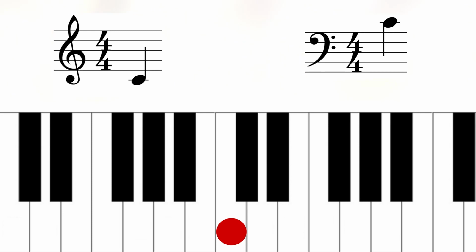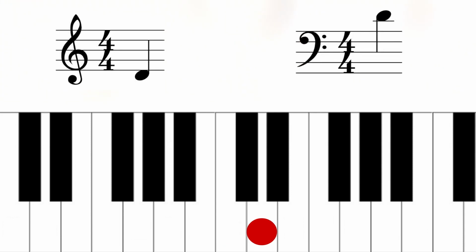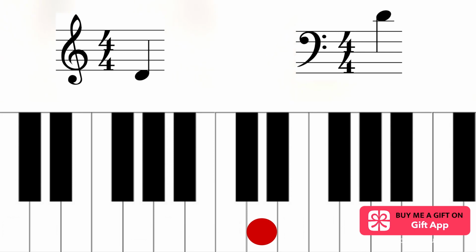If we move 1 note higher in both clefs, we land on the note D. Again, these notes are exactly the same pitch. In the treble clef, this D note is just above middle C. In the bass clef, this D note is also just above middle C. They sound exactly the same.